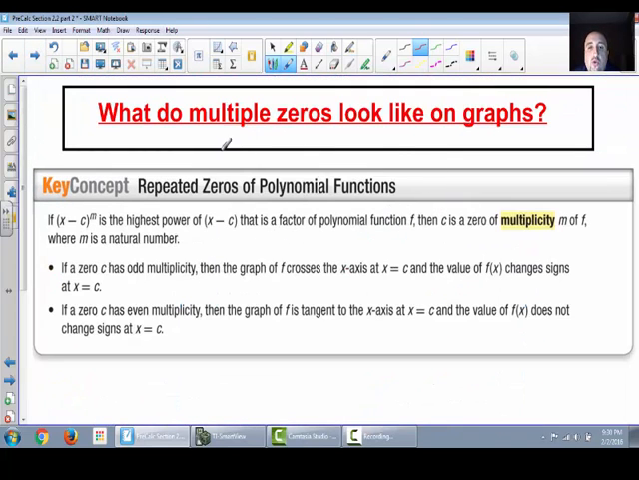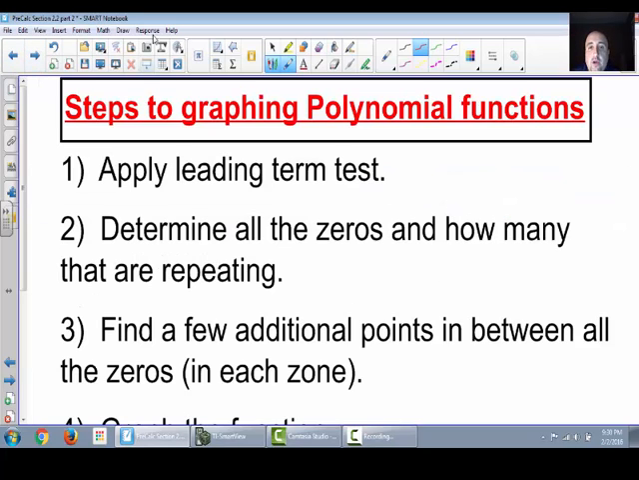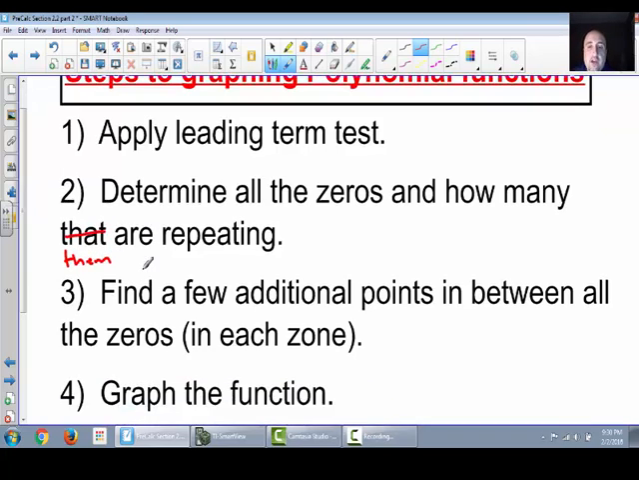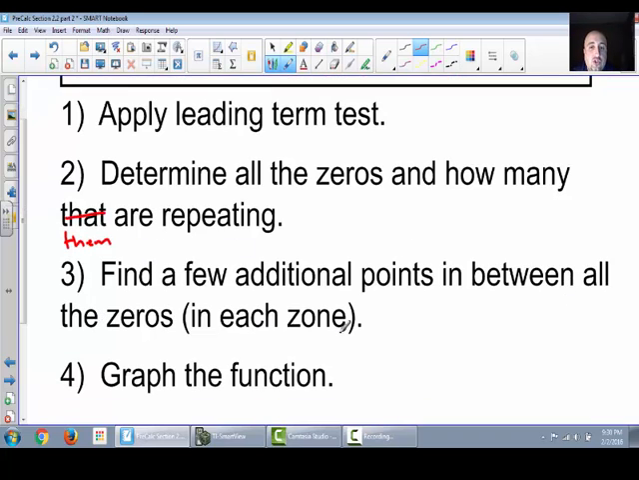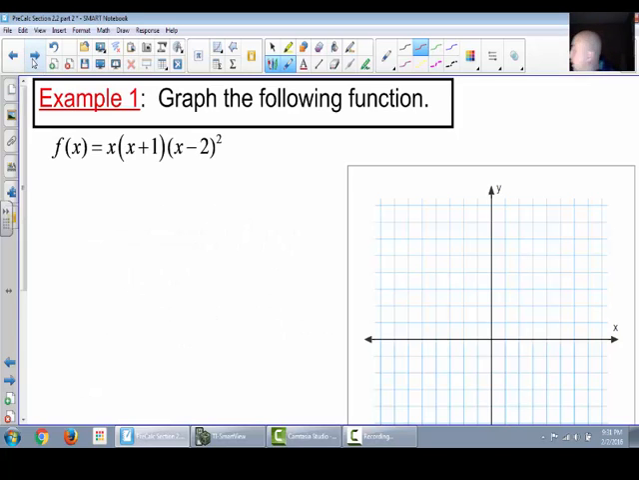We will talk more about repeating zeros in a second when we do some examples, so we'll come back to this chart. But here are the steps to graphing polynomial functions. Step 1: apply the leading term test, and I'll show you how to do that. Step 2 is to determine all the zeros and how many of them are repeating. Step 3: we're going to find a few additional points in between all the zeros in each zone, and I'll show you how to do that. And then the last step is to graph the function. This actually isn't as hard as it looks, but we'll work through this slowly to make sure everybody's on the same page. All right, so we're going to graph the following function.